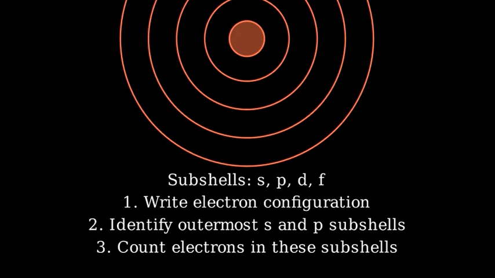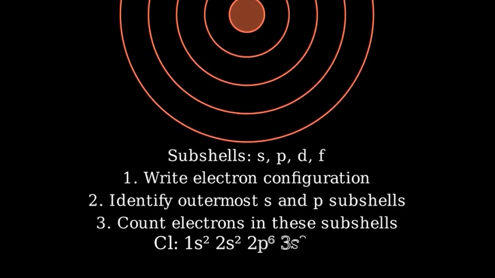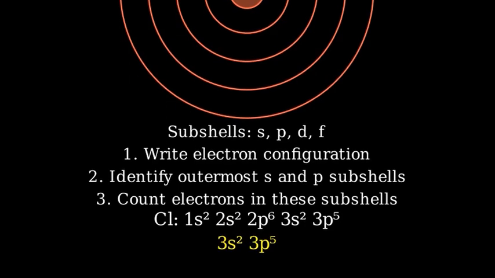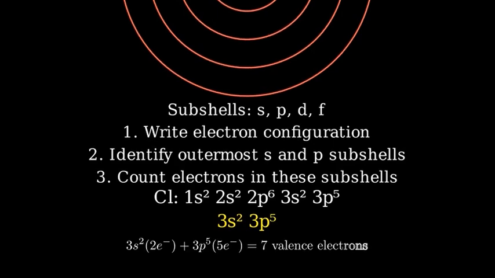Let's do an example with chlorine. Chlorine's electron configuration is 1s2, 2s2, 2p6, 3s2, 3p5. The outermost subshells are 3s and 3p. There are 2 electrons in 3s and 5 electrons in 3p, giving us 7 valence electrons total.